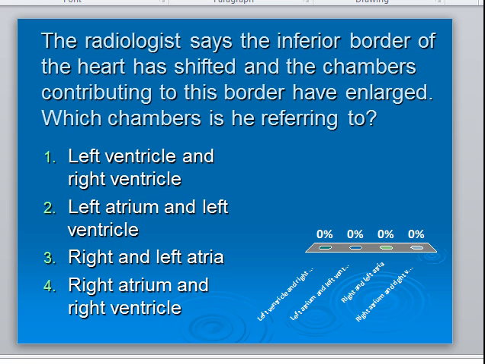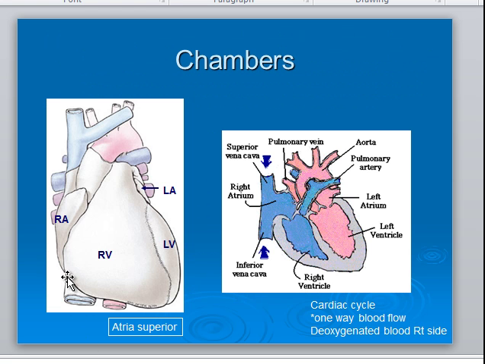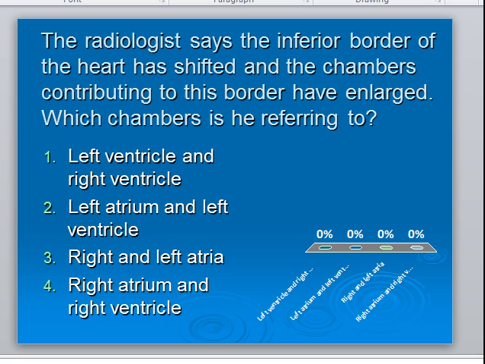Then the next question was, the inferior border of the heart has shifted. Which chambers have enlarged? Remember, the inferior border is formed by both ventricles. So it's the left and the right ventricle. So again, if you look at this image, this is the inferior border. So you can see it's formed by both ventricles. So that's why that is the correct answer.